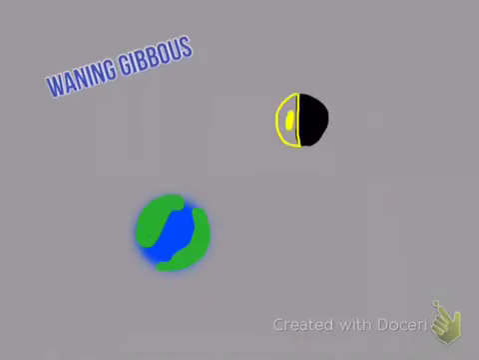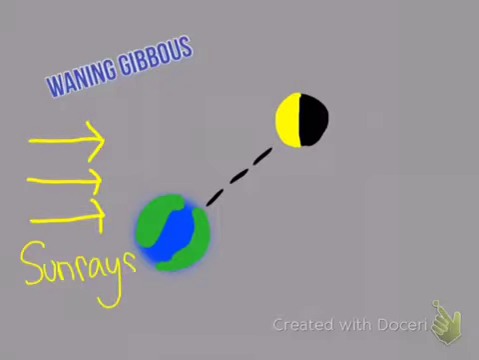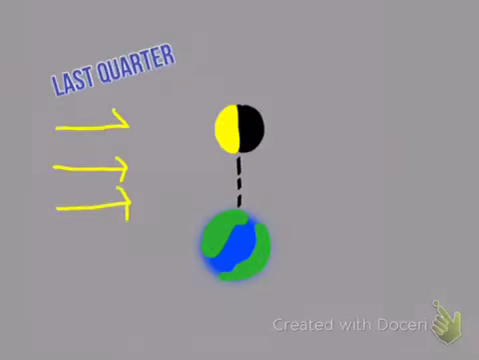Next comes the waning gibbous. This is when the moon is close from our view to being completely lit by the sun's rays. Here's what that looks like from Earth. After that comes the last quarter. This is when half of the moon is lit up from the view of Earth. Here's what the last quarter moon looks like from Earth.